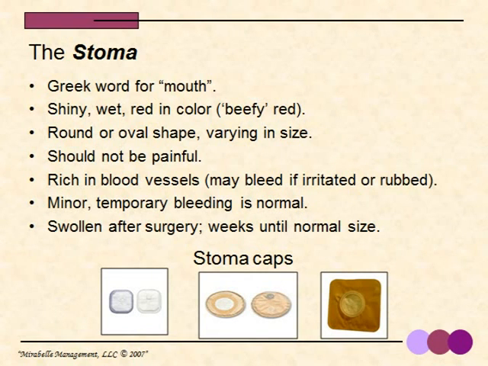I've used the word stoma several times in relation to colostomy, ileostomy, and urostomy. Stoma is the Greek word for mouth, and the stoma is shiny, wet, and red in color. It's similar to the inside lining of the mouth. It will usually have a round or an oval shape, and it varies in size. Each stoma is unique, and one may look slightly different than another.